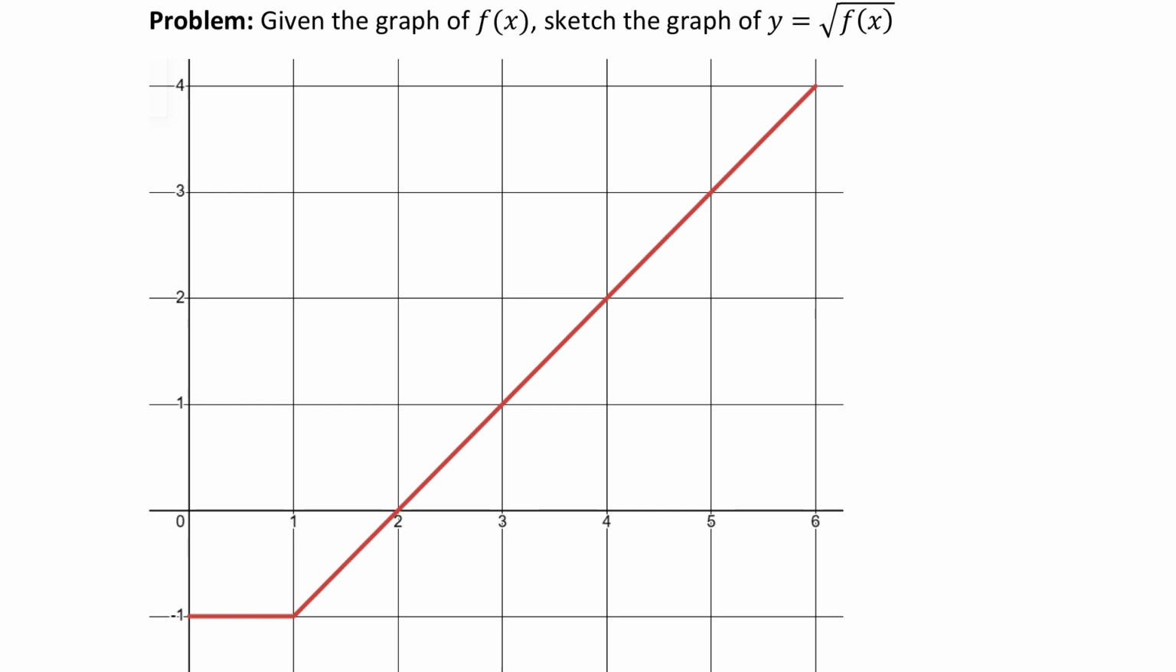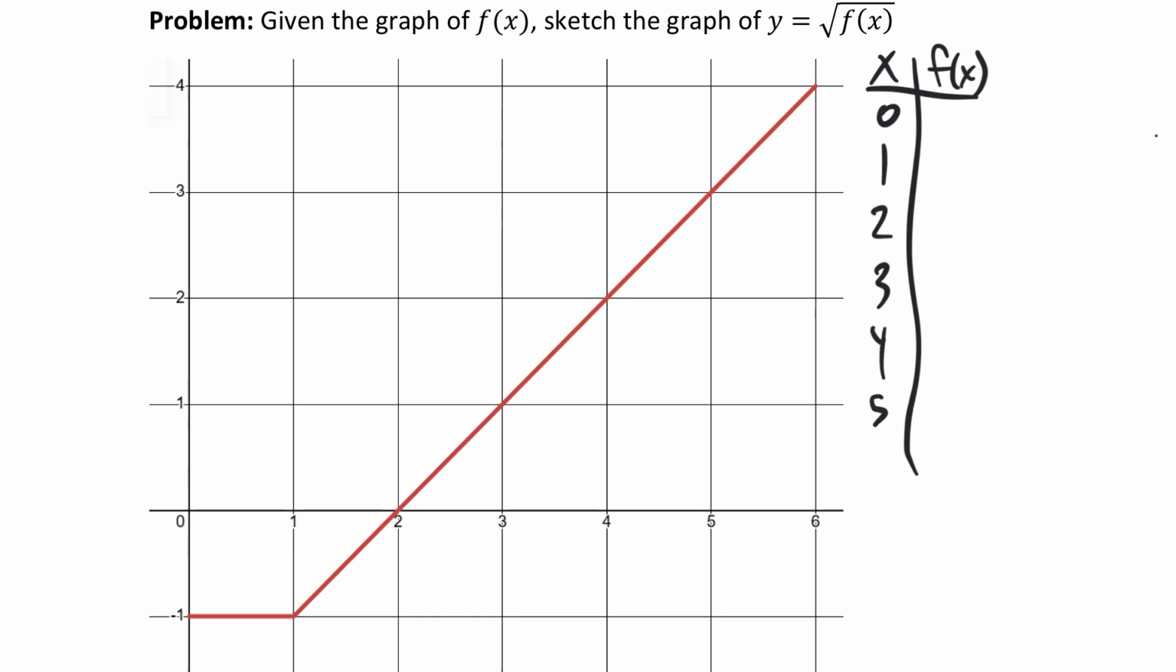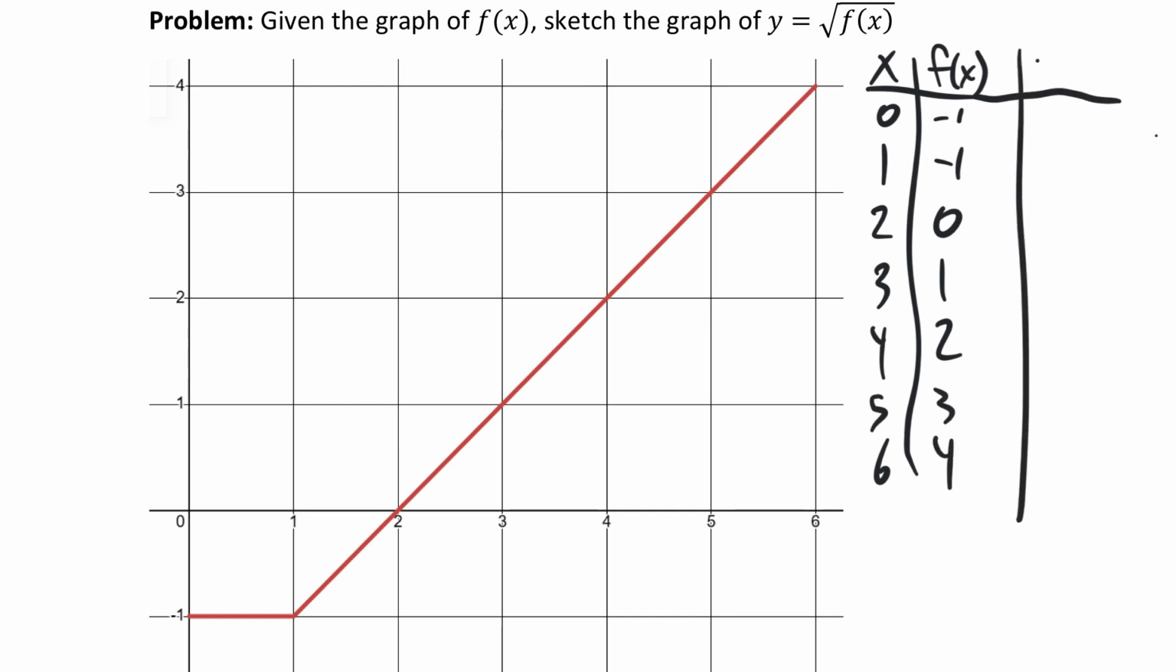Now, what that means, if you want a little table of values here, is it means we can take our x and our f(x) values. So we notice here we start at 0, and we go to 6. So 0, 1, 2, 3, 4, 5, and 6. f(x) is going to be -1, -1, 0, 1, 2, 3, 4. And what we need to do is calculate the square root of f of x. In other words, we need to square root those y values. So these things all need to get square rooted.